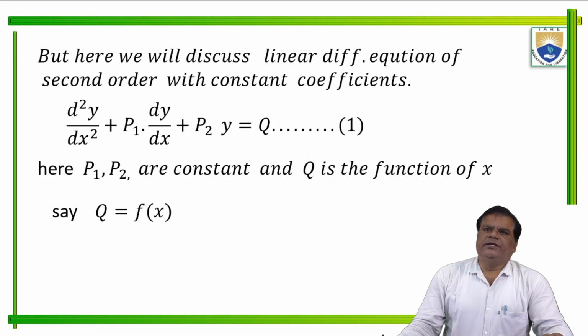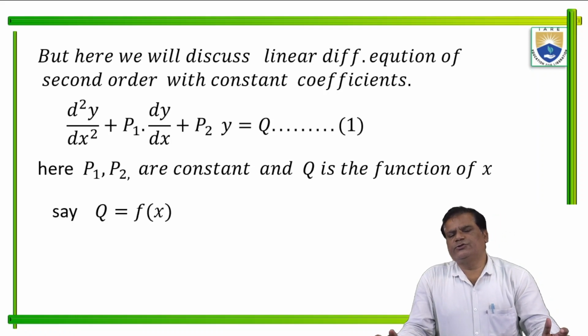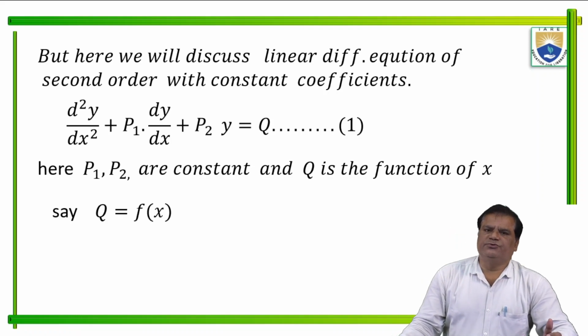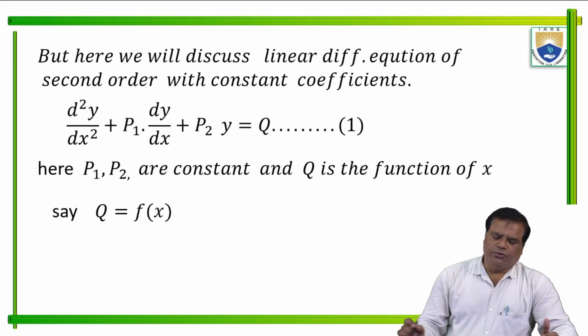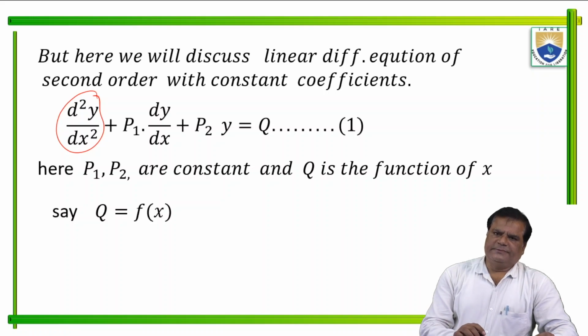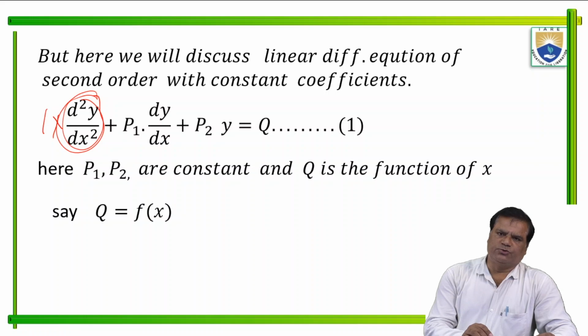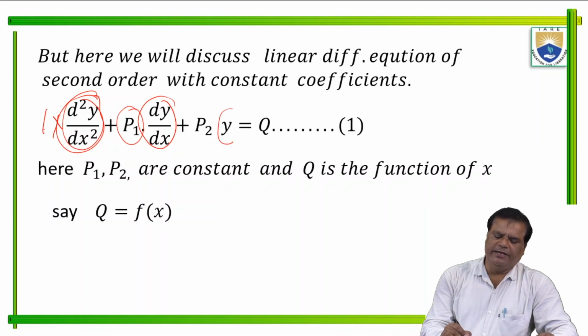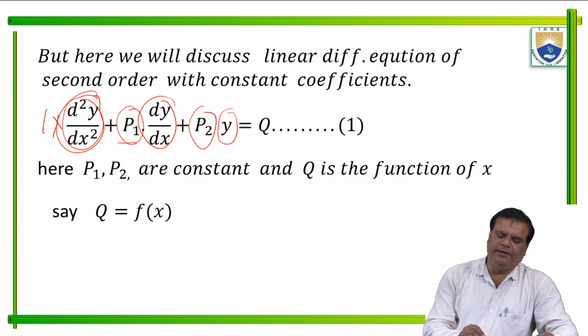But here we will discuss the linear differential equation of second order with constant coefficient. Not taking higher order, only the second order differential coefficient is discussed in our topic. How can we solve a second order linear differential equation with constant coefficient? So in our equation, we see that there are only 3 terms on the left side: d2y over dx2, which is multiplied by 1, then dy over dx multiplied by P1, and y multiplied by P2. Here P1 and P2 are constants.